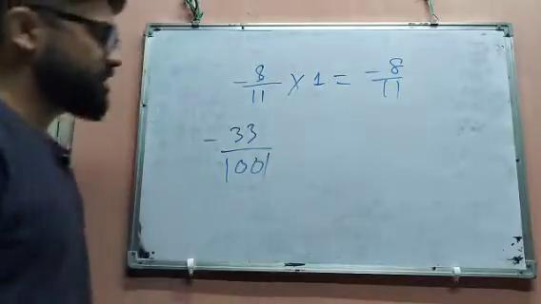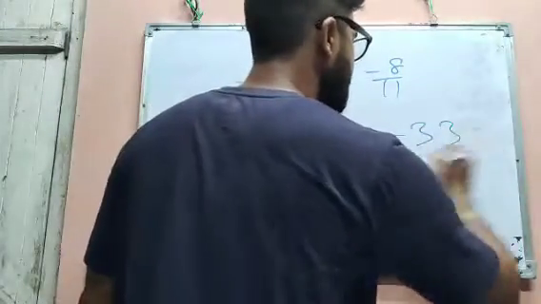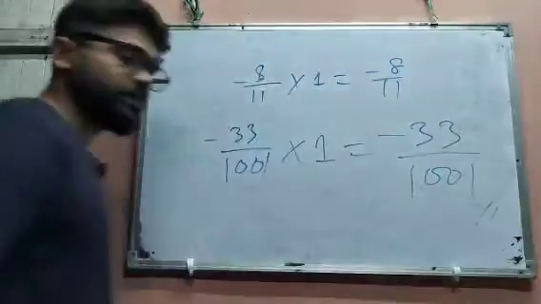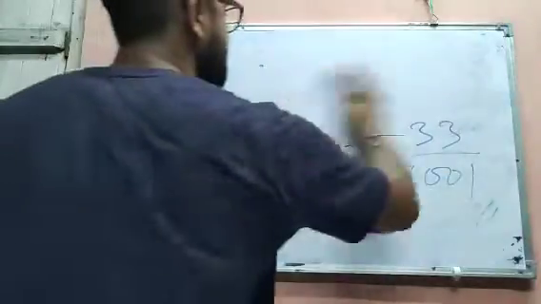So if you are asked to do any simplification, suppose like minus 33 by 1001 into 1, then the answer will be the same, minus 33 by 1001. This is a very simple answer.